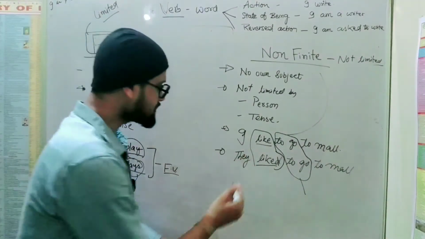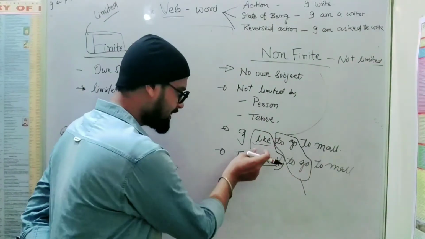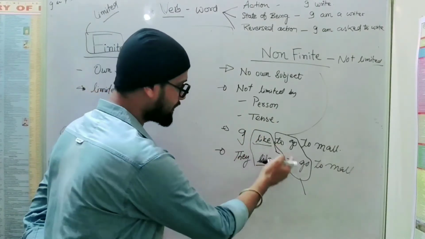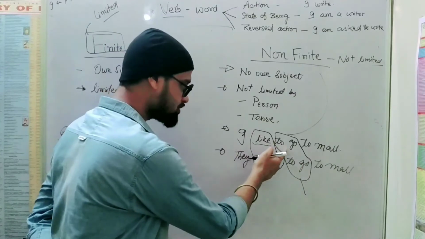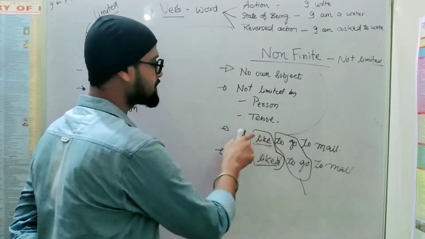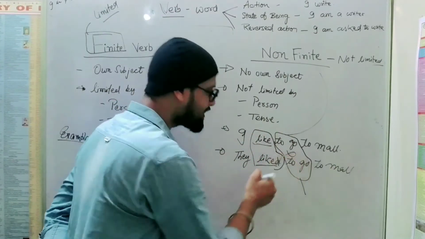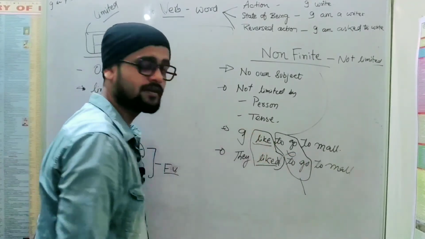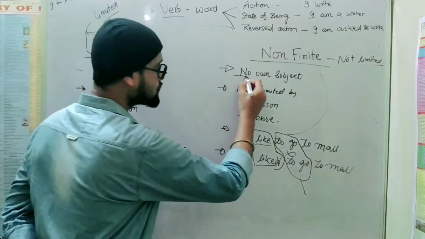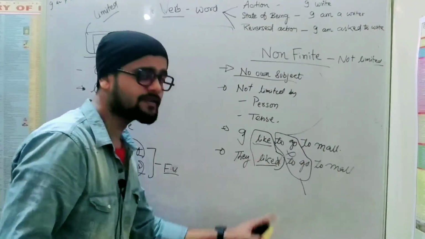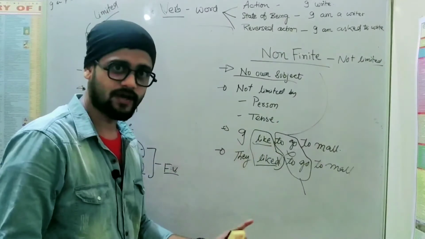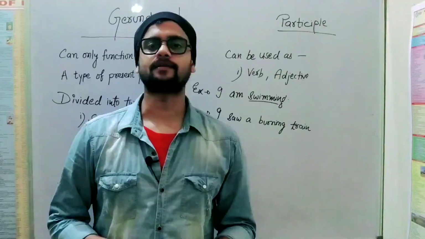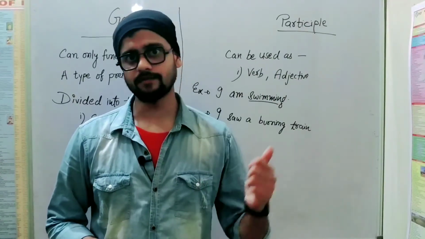Why? Because these verbs actually got changed as per its subject, but to go and to go actually did not get changed as per its subject. It does not care about the subject, it does not care about the timing, it does not care about anything. So it means it has no specific subject. They do not have any specific own subject. That is why these are called non-finite verbs. Did you understand this? Okay, so now let's talk about gerund and participle.